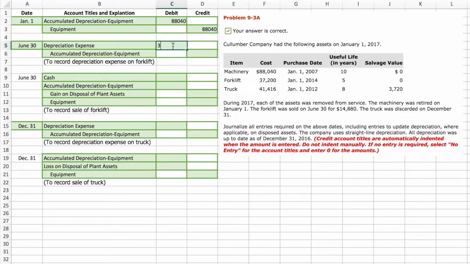So we're going to go ahead and enter $3,720 in here. Okay.